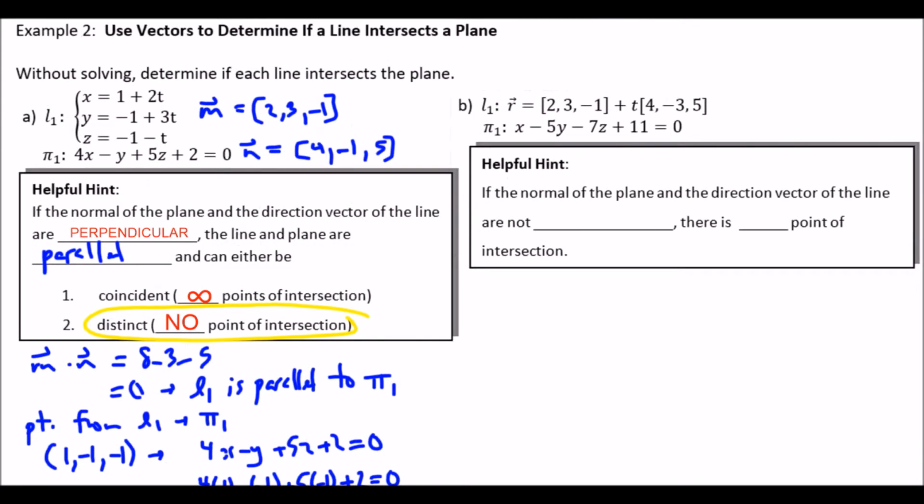Alright, here we go. Line 1 and plane 1 again. If the normal of the plane and the direction vector of the line are not perpendicular, that means there is one point of intersection. So here, again, I'm going to look at my direction vector. My direction vector, or my M, is right here. And my normal is 1, negative 5, negative 7. So I'm going to dot them together.